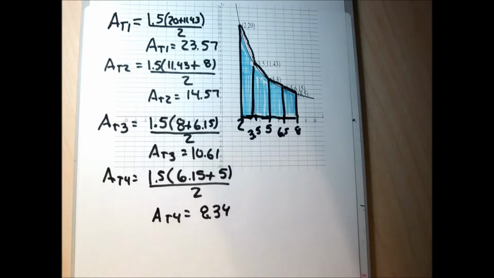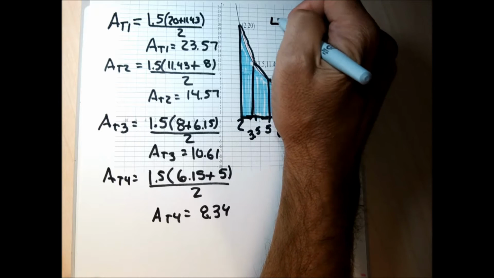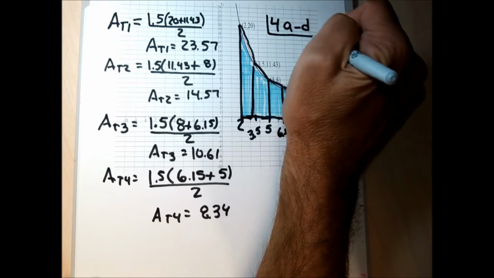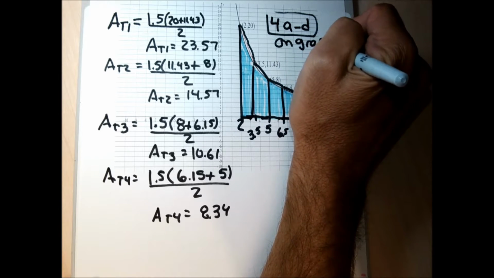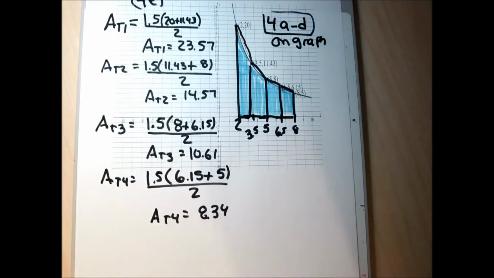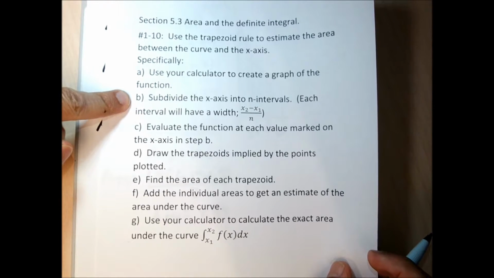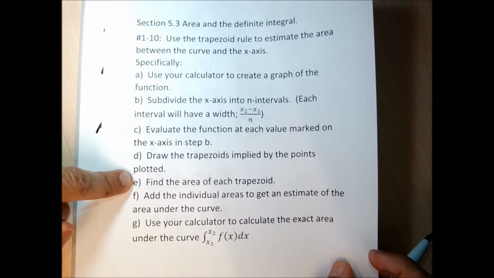So in terms of my instructions, parts A through D are on the graph. This is 4E. So again, A through D, sketch a graph, put numbers on your x-axis, get the y values, draw trapezoids. Part E, find the area of each trapezoid. Part F, just add up the areas together.